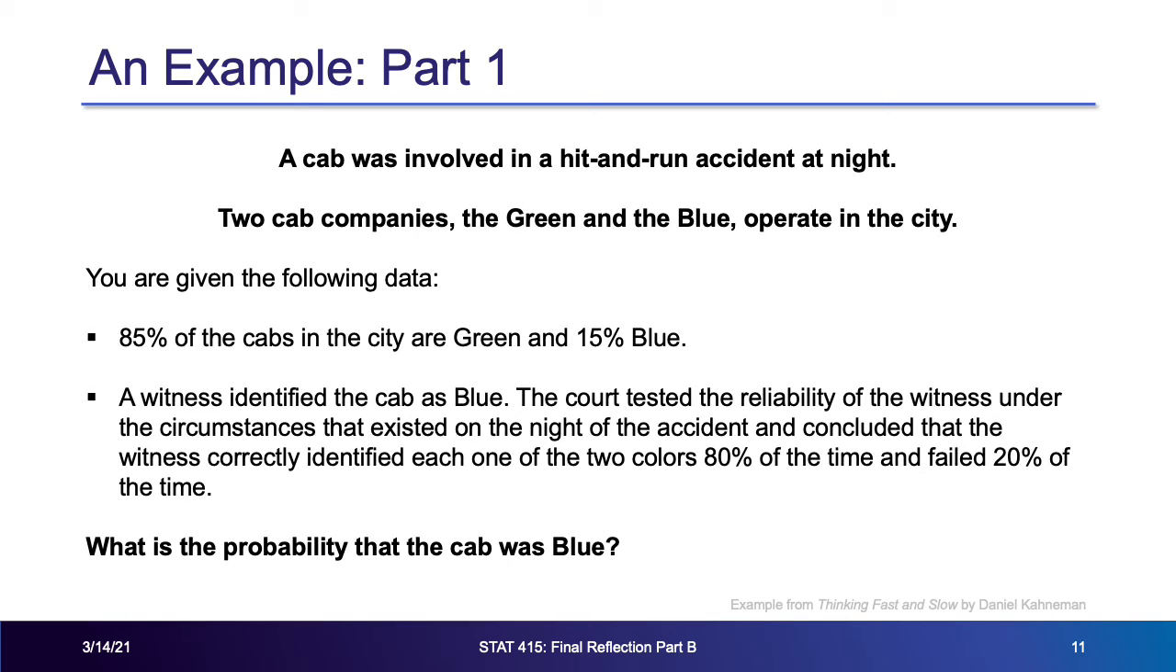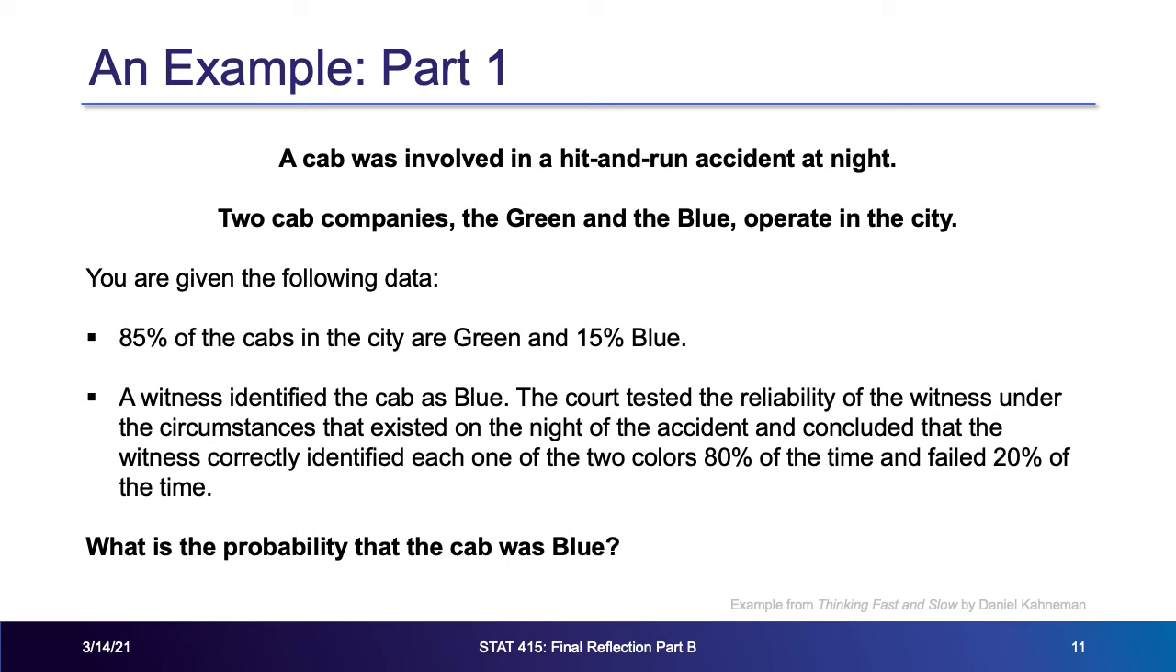So a cab was involved in a hit and run accident at night. Two cab companies, the green and the blue, operate in the city. You were given the following data. 85% of the cabs in the city are green and 15% are blue. A witness identified the cab as blue. The court tested the reliability of the witness under the circumstances that existed on the night of the accident and concluded that the witness correctly identified each of the two colors 80% of the time and failed 20% of the time.